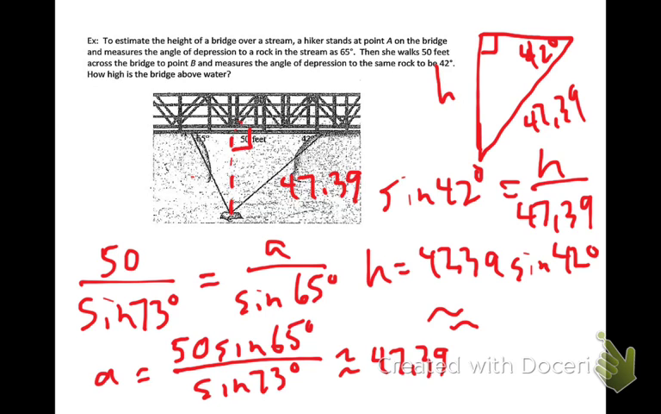what do you get? What do you get for your answer? Nearest hundredth. 31.71. Yeah. 31.71 feet. Alright, any questions? Alright.